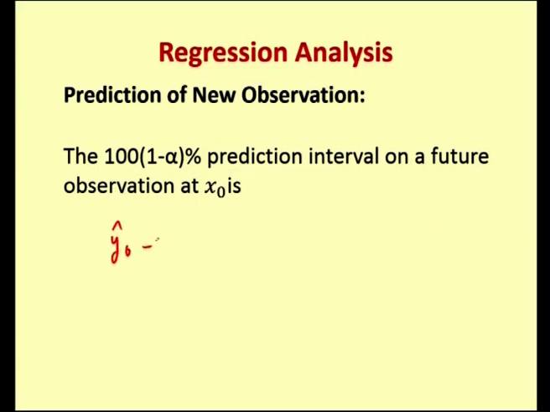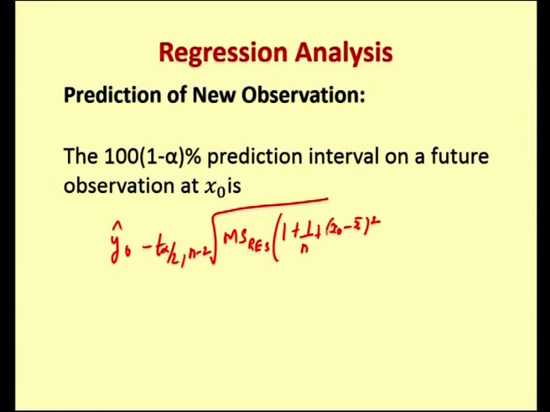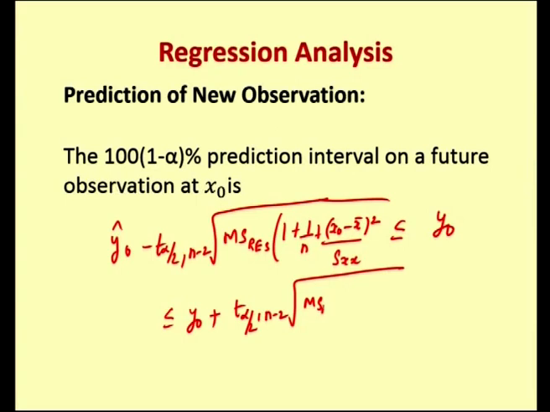y naught cap minus t alpha by 2 with n minus 2 degrees of freedom into square root of mean square error due to residuals into 1 plus 1 by n plus x naught minus x bar the whole squared by S xx is less than or equal to y naught is less than or equal to y naught cap plus t alpha by 2 with n minus 2 square root of mean square error due to residuals into 1 plus 1 by n plus x naught minus x bar the whole squared by S xx.